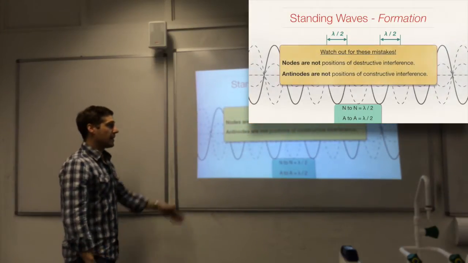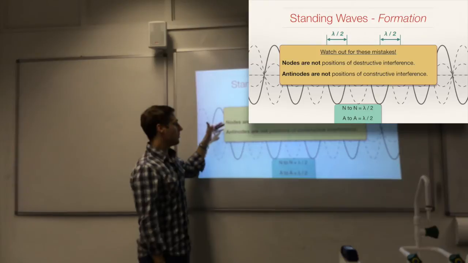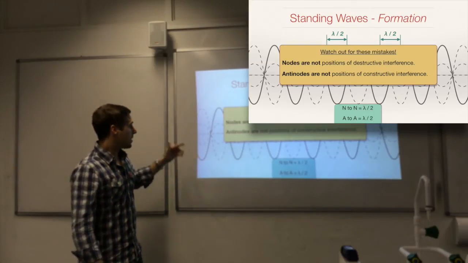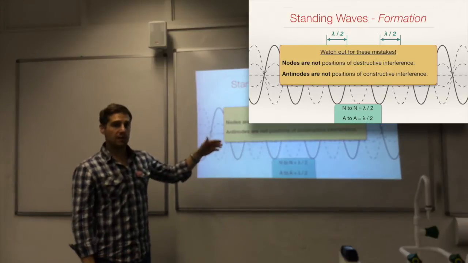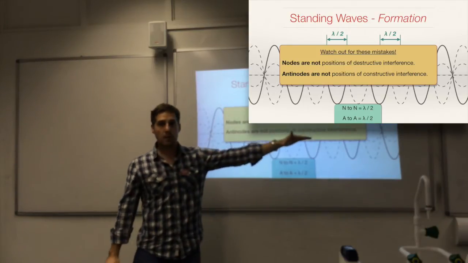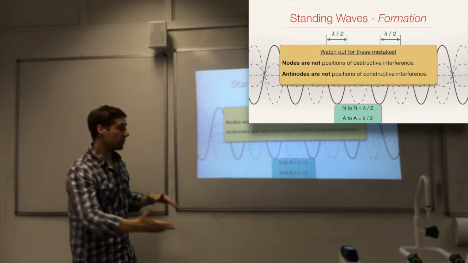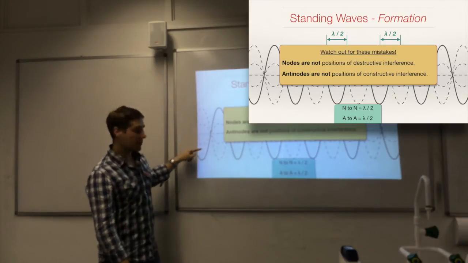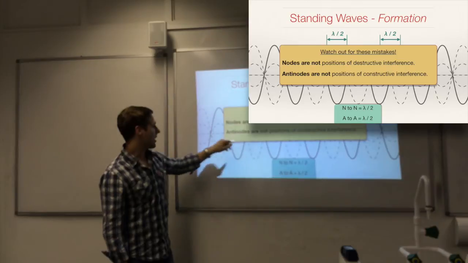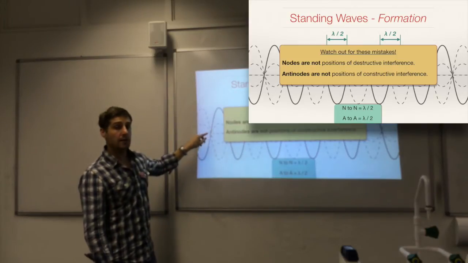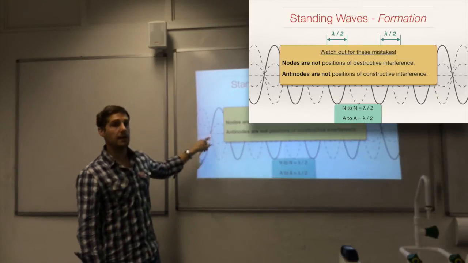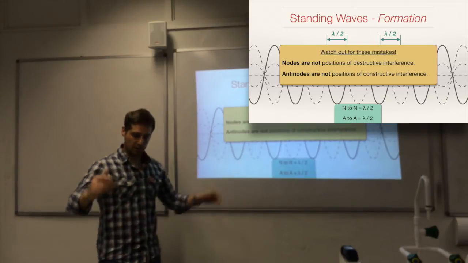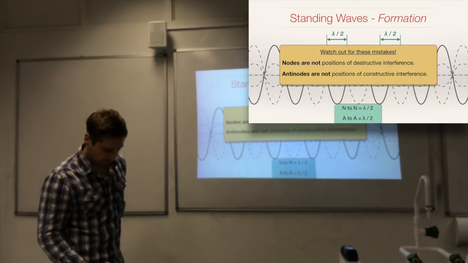Don't make this mistake, as I've kind of hinted at before, nodes are not positions of destructive interference, because when you have destructive interference, it occurs all the way along the wave, and when you have constructive interference, it occurs all the way along the wave. So when we have constructive interference, like when we're at this solid line here, there's still a node there. So there is constructive interference happening here. It's just that we've got 0 plus 0. 0 plus 0 gives us 0 as a result.